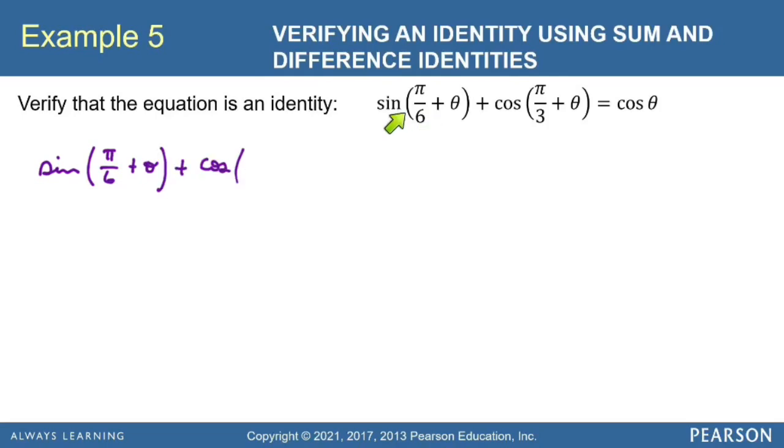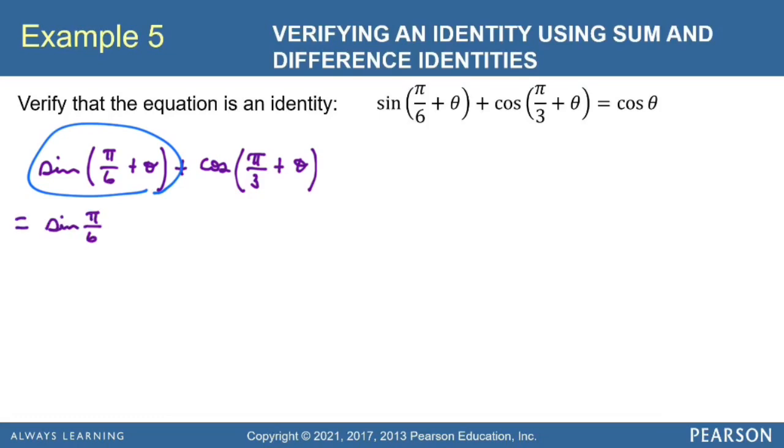So let's copy down the left side of the equation. That's obviously more complicated than the right side. And you can see here on the first term we have the sine of pi over 6 plus theta. So that's a sum. So this is a place where we can use our sine of a plus b identity. So let's start here using our sine of a plus b identity and replacing the a with pi over 6 and replacing the b with theta. That will give us sine of pi over 6 times cosine of theta plus cosine of pi over 6 times sine of theta. Then we'll have a plus sign.